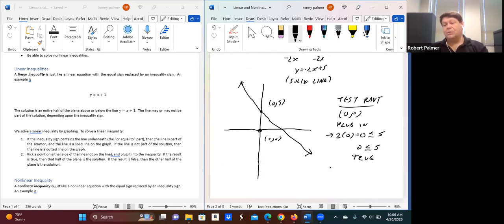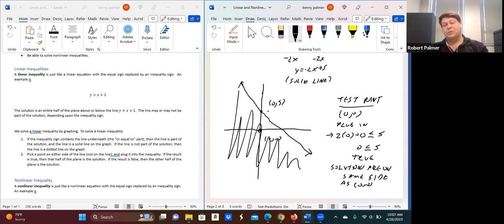Then the solutions are on the same side as (0, 0), as the origin. So our inequality looks like this. That's the solution: the line itself and then everything below the line. And once again, if we got a false statement, then the other half of the plane above the line would be the solution.